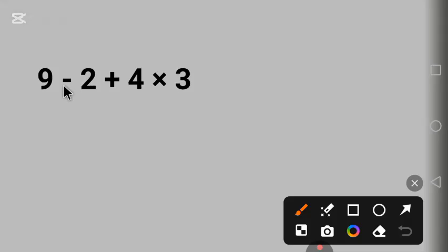Now, we have subtraction here, we have addition here, we have multiplication here. Three different operations. So which of them are we going to begin with? For us to know the right one to begin with, we have to follow the order of operation called PEMDAS.